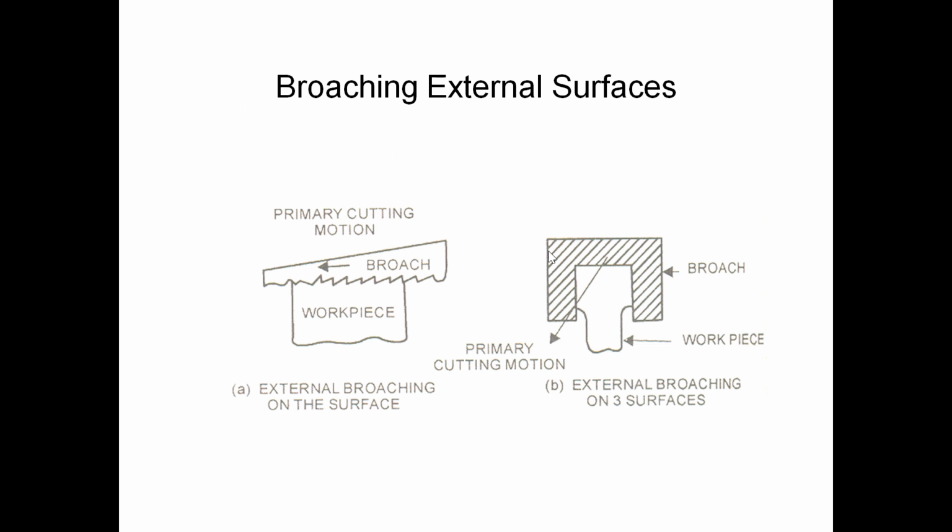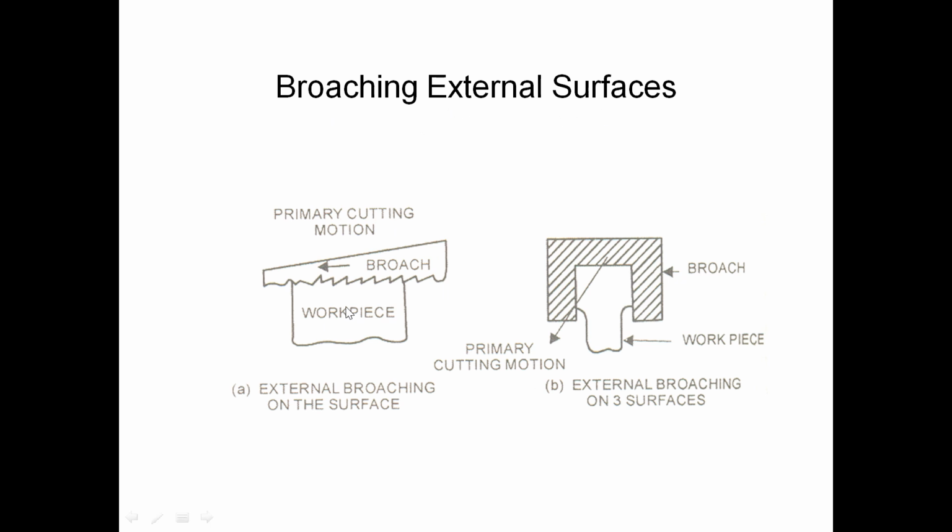Next you can see here, this will be the broaching of external surfaces. So we are performing a broaching operation for external surface finish. To finish the outer surface on the workpiece, we are using the broaching tool. So this is broaching external surfaces. Broaching is performed on the external surface.